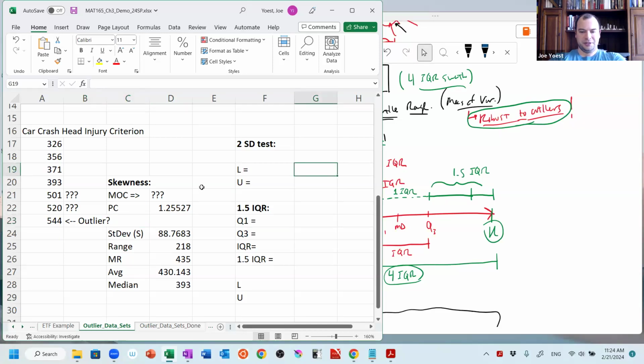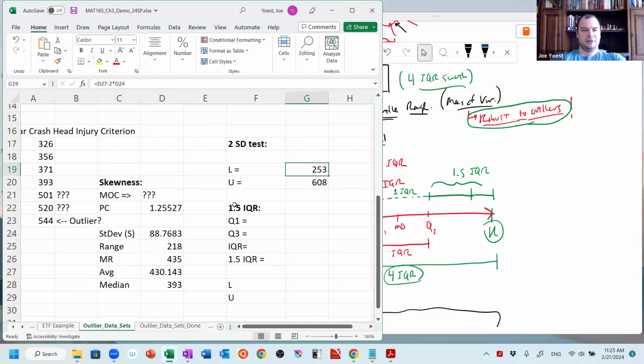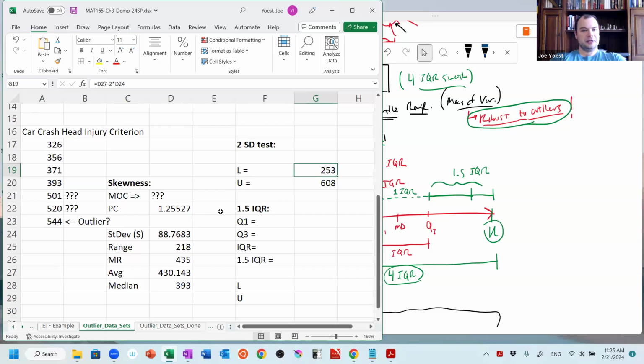Okay, so let's look at our two standard deviation test. The lower bound is the mean minus two standard deviations. The upper bound, the mean plus two standard deviations. And let me just change these really quick to make them look the same as my data. So my two standard deviation test actually says a data point is an outlier only if its value is below 253 or above 608. I don't see any data points with value below 253 or above 608.